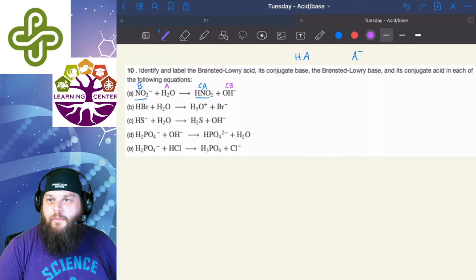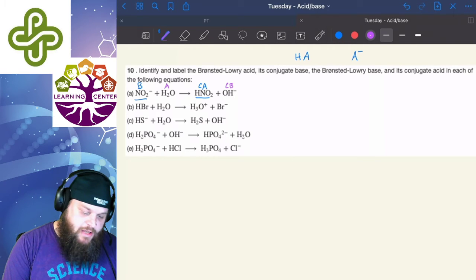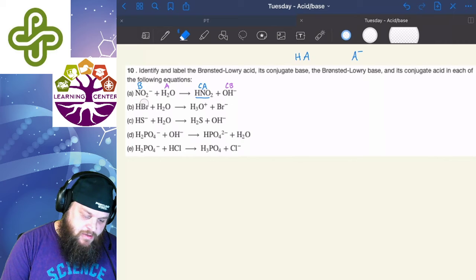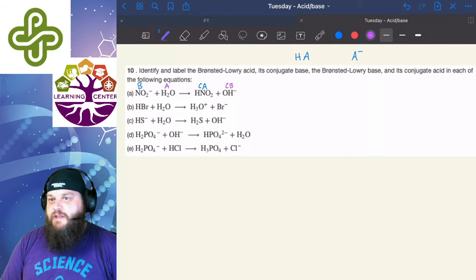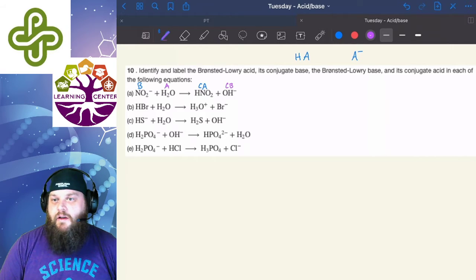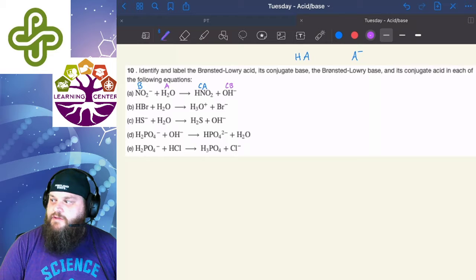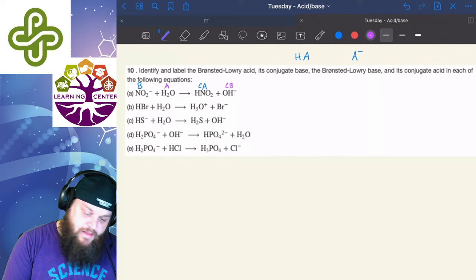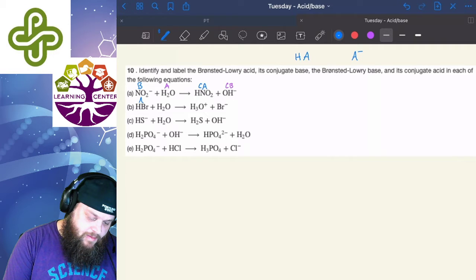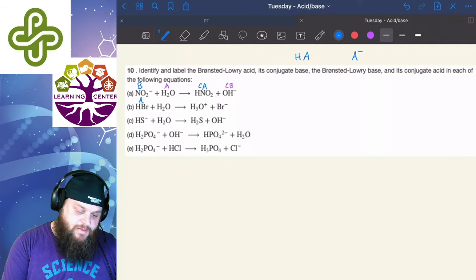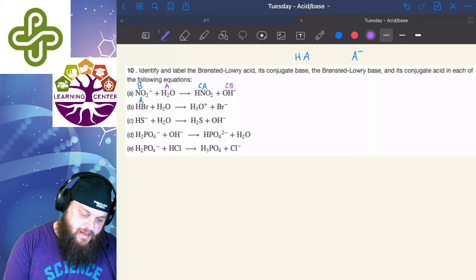For part B, we're looking at HBr and H2O. HBr is hydrogen bromide, and that's going to be one of our strong acids. It fully dissociates, and so that's definitely going to be the acid on that side, which means that water is going to act as a base.